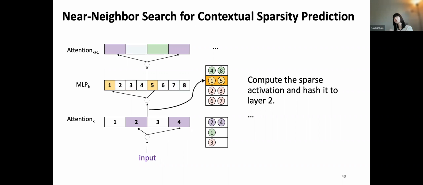And we're going to compute only based on the results from the head 2 and 4. And then based on this output of the attention layer 1, we're going to treat it as the input to MLP layer 1. And in this case, we hash it to basically neuron 1 and 5 in the MLP layer. And then we only activate the 1 and 5, and then compute the activation, and so on and so forth.